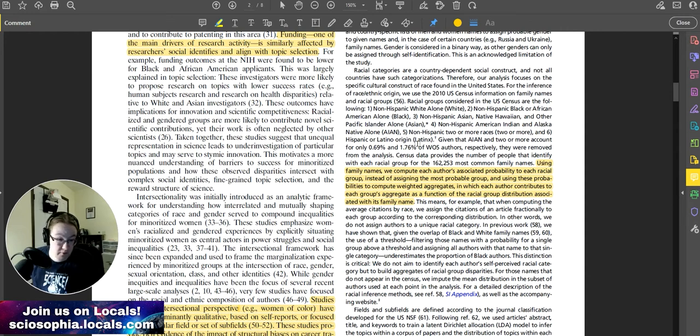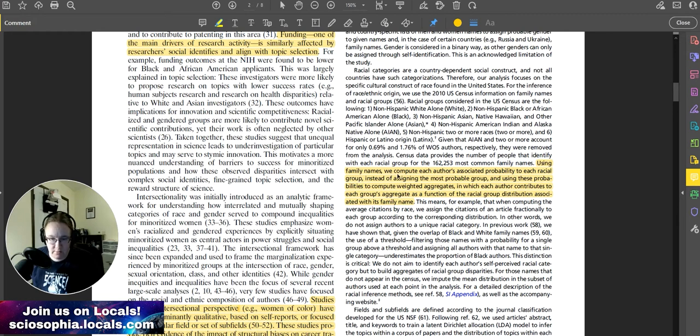Just a reminder for the PNAS authors, I think it's 3% of Hispanic people even know what Latinx is, and not very many of them like it, according to polling. So I suggest you stop using it. Given that AIAN and two or more account for only 0.69% and 1.76% of WOS authors, respectively, they were removed from analysis. Census data provides the number of people that identify with each racial group for the 162,253 most common family names.